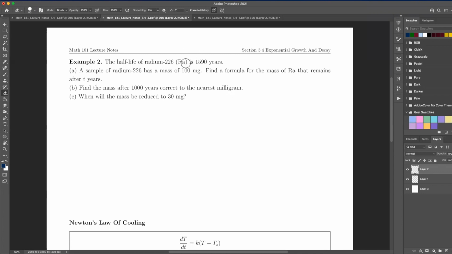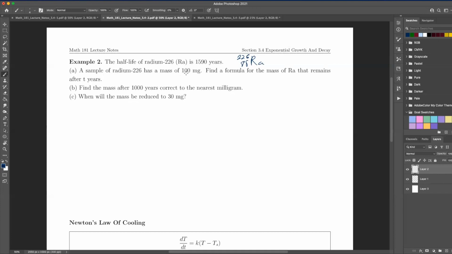Technically, you're supposed to write the element with its mass number. I'm just leaving it as Ra. Technically, you write 226 over 88 if you're a good chemist. I'm just not a good chemist. That way you clearly define which isotope you're talking about.